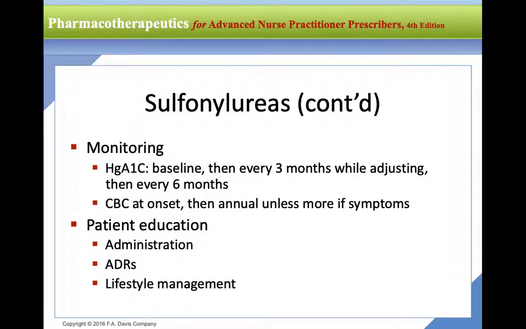Here's your monitoring. Obviously, hemoglobin A1C every 3 months and while adjusting. Also, fasting blood sugars and postprandial blood sugars as necessary, specific to your patient. And then a CBC at onset, and then annually unless there are more symptoms, because you want to look for thrombocytopenia and anemia that are rare but can happen.